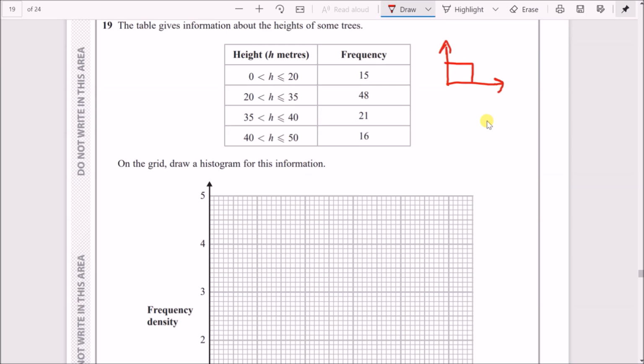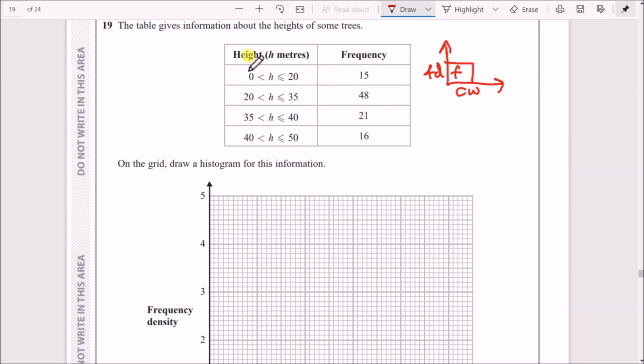I always draw a bar, because that's what histograms are. They're just nice bars. I always label the inside of it the frequency. So that's kind of like your area. And the width, I call it the class width. And the height, I call it the frequency density. Okay. Now, looking at this data, we only have the frequency.